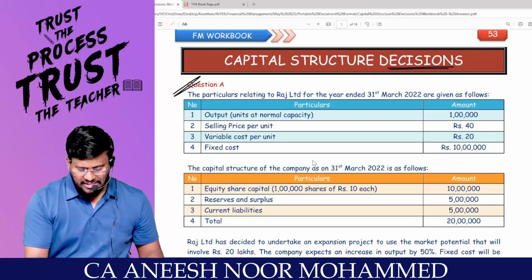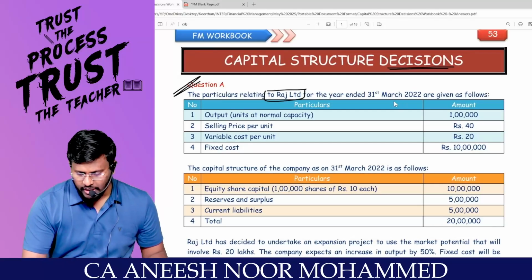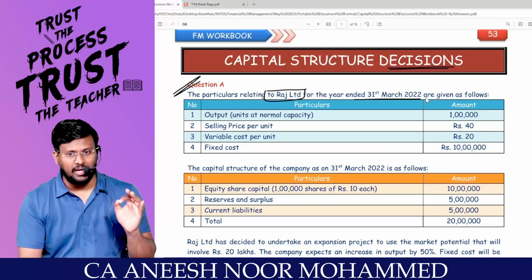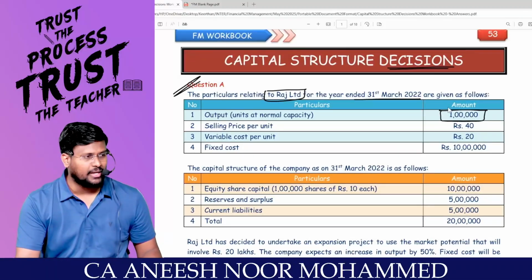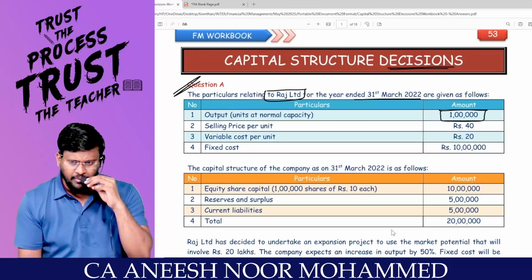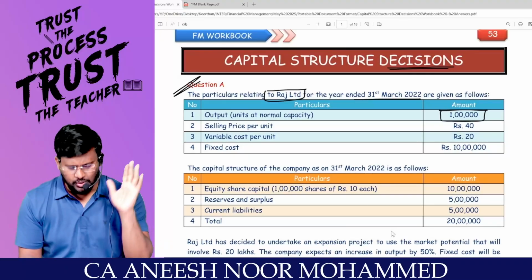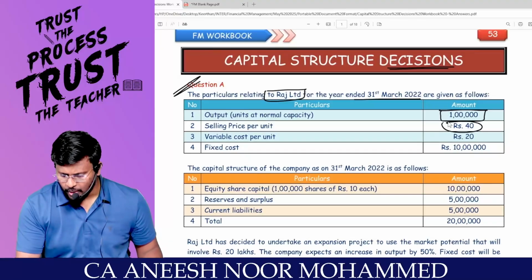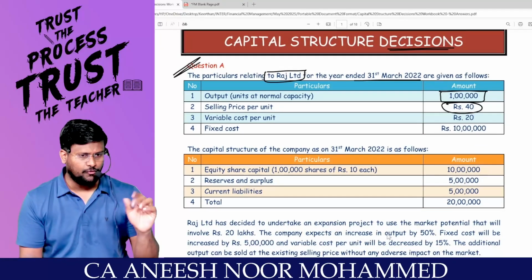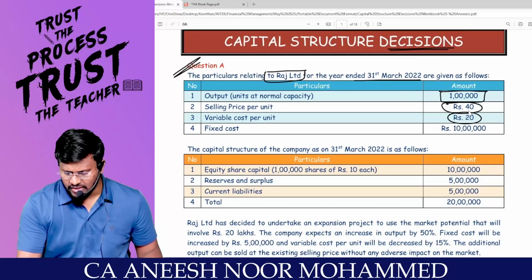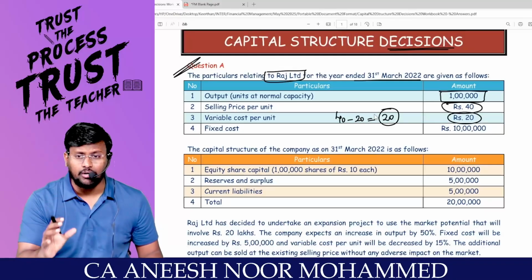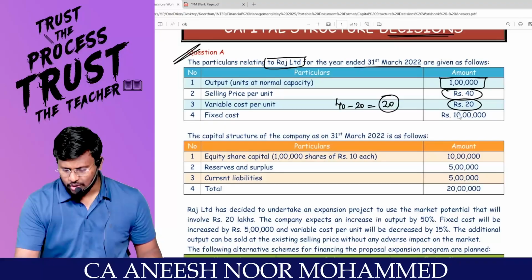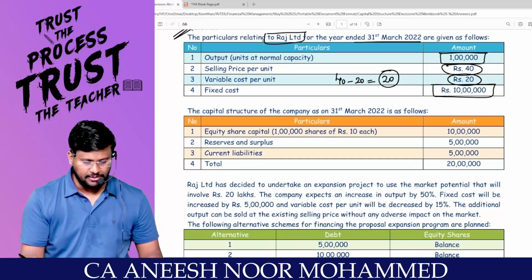The particulars relating to Raj Limited for the year ended 31st March are given as follows. Output units at normal capacity 1 lakh units. That means this firm has the capacity to produce 1 lakh units. Selling price per unit 40. One unit can be sold for 40 rupees. Variable cost is 20. So 40 minus 20, the contribution per unit will be 20. Fixed cost is already given as 10 lakh.